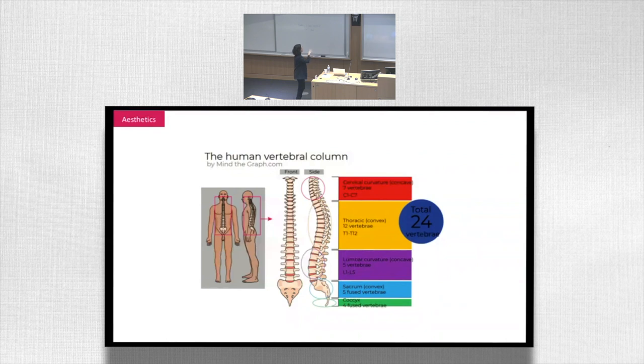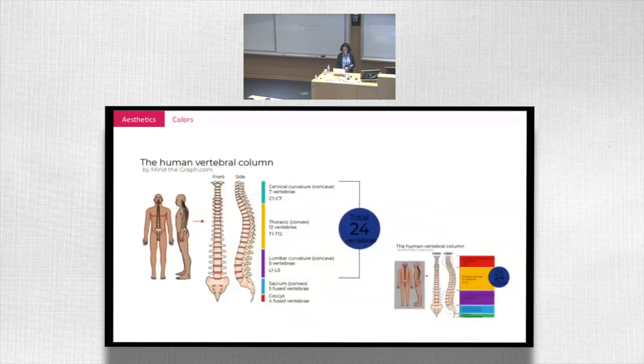Yes, the first thing I see is the red box. Yes, like, whoa. But what is the main information here? The human column, right? Okay, so this is the first one. You can change this for this. It's better now.